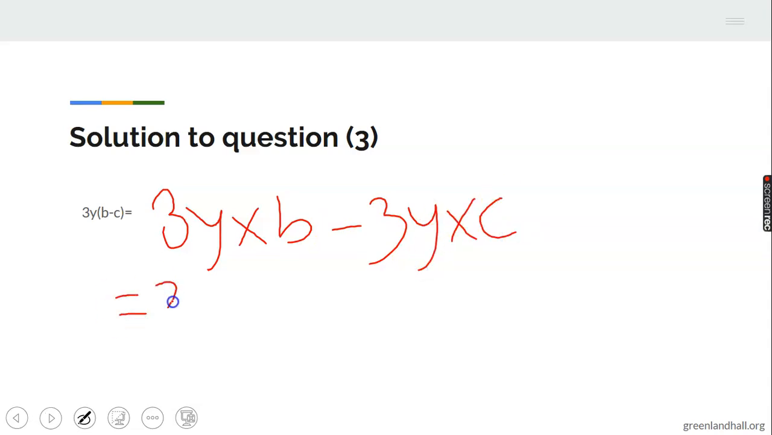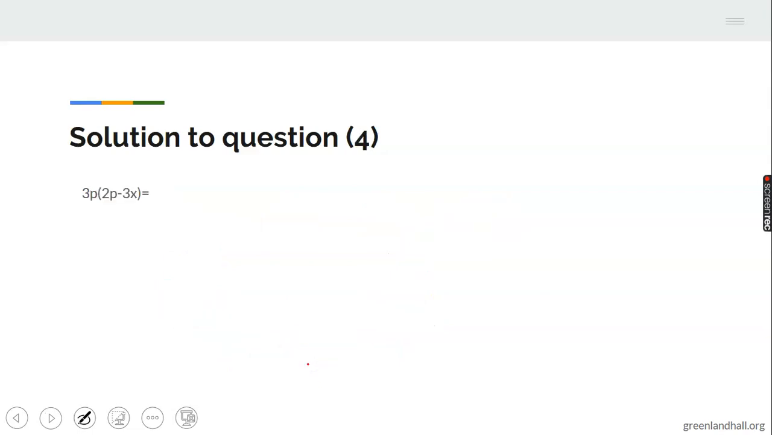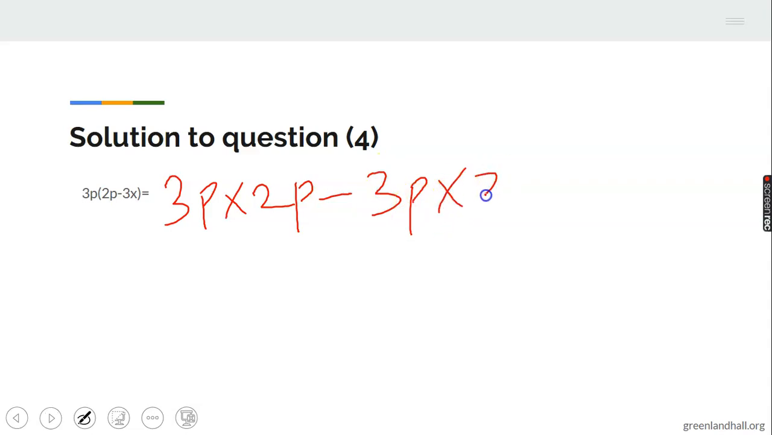And this will be 3yb minus 3yc. That is the final answer. Okay. Now, the next one follows the same process. That will be 3p multiplied by 2p minus 3p multiplied by 3x.